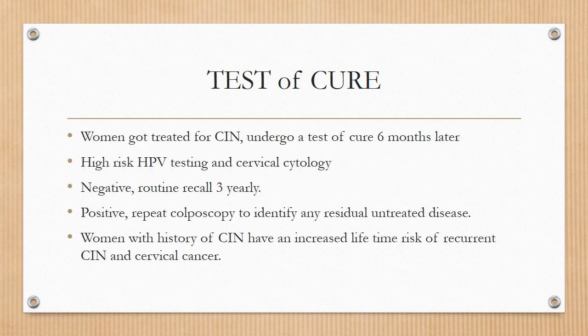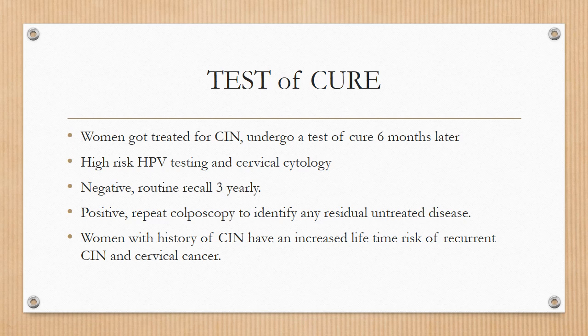Now, what is the test of cure? Women who got treated for CIN undergo a test of cure 6 months later. So, if you get a question that a lady who had CIN2 or 3 and had conization of the cervix, now what should we do? When treated, the patient has to undergo a test of cure 6 months later, with high risk HPV testing and cervical cytology.